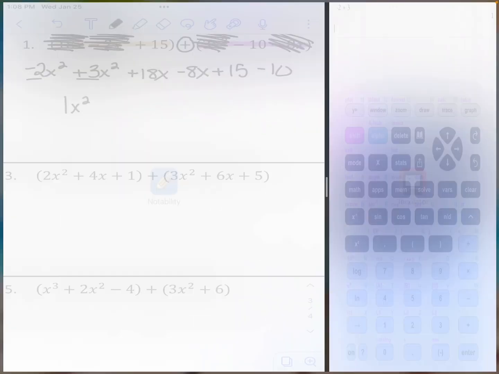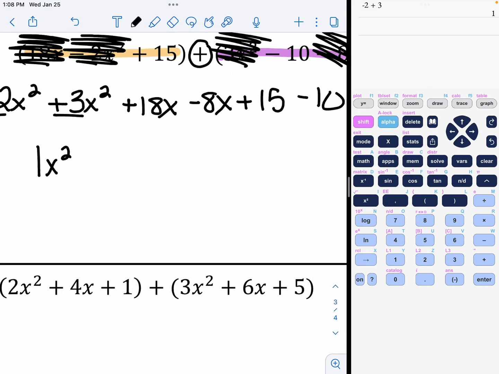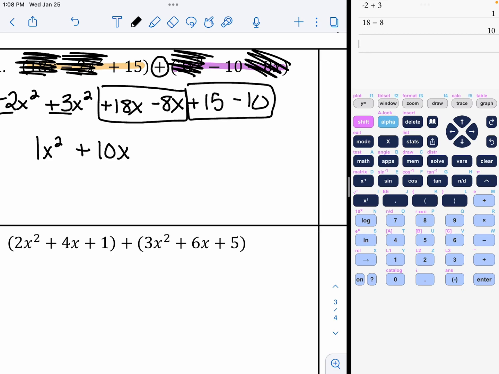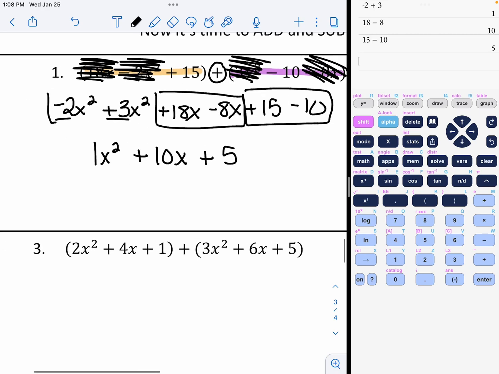Shrink this down so I can have more of my screen to work with. All right, and let's see, now I'm going to have a positive 18, take away an 8. So I'm going to have a positive 10x when I put these two together. And last, I have to do 15 minus 10, and that's going to give me a positive 5 when I put those together. So I wrote them in order, and then I took their coefficients and added their coefficients together. Let's do another adding one.